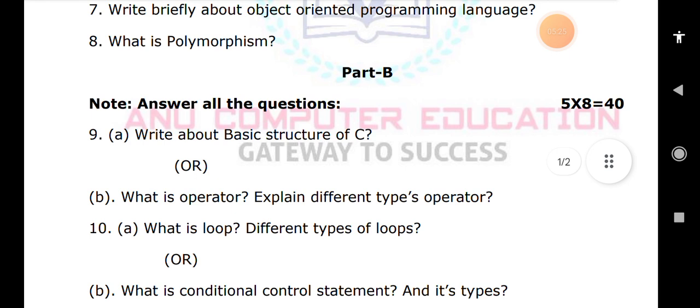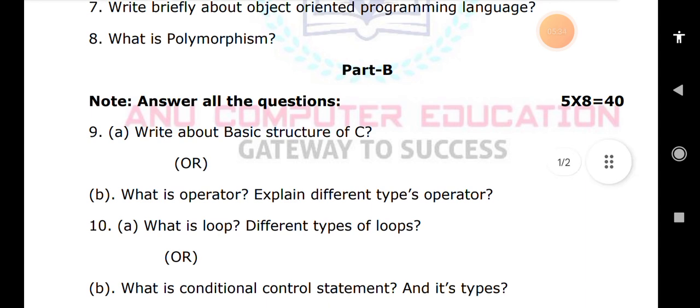If possible, then you write any one program, either simple if else, one very short program. If possible, write it, otherwise you can leave it, no problem.